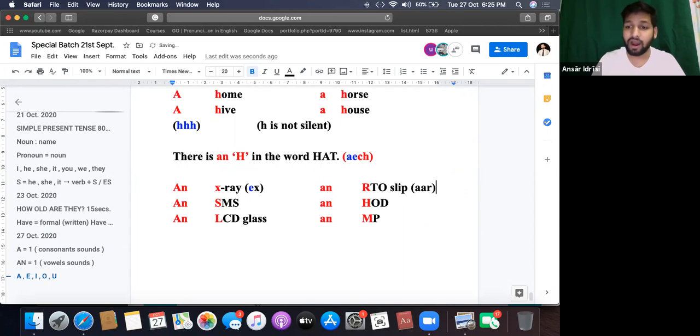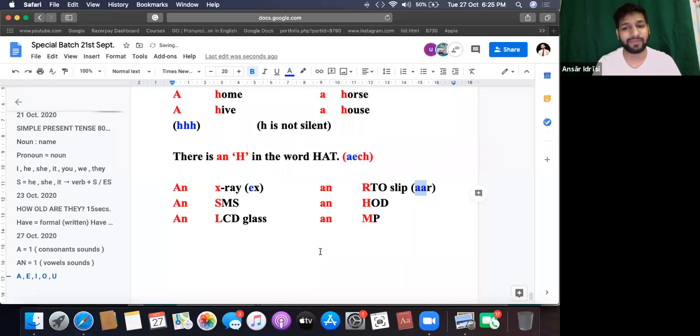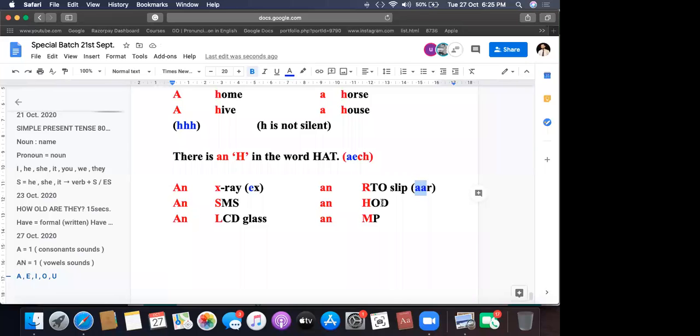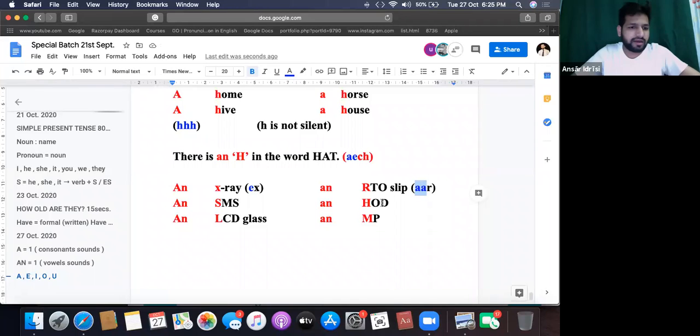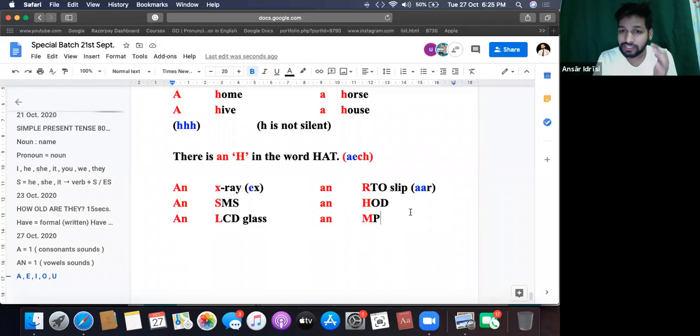An RTO slip. The sound is coming what? Am I saying "R-T-O"? Yes. No, sir. Good. So an RTO. The sound is what? Vowel sound. And for that we are going to use "an". See, I have got an RTO slip. I have an RTO slip with me.